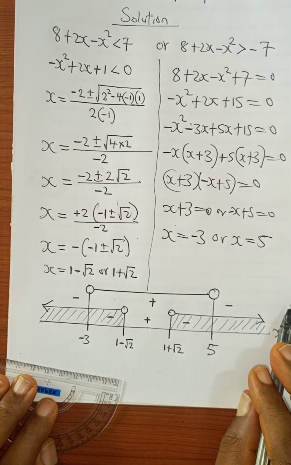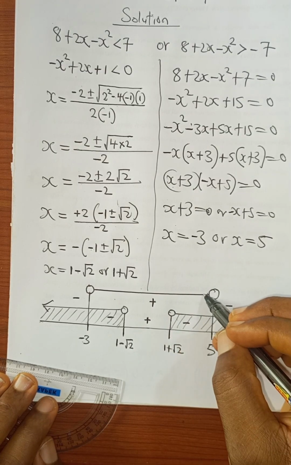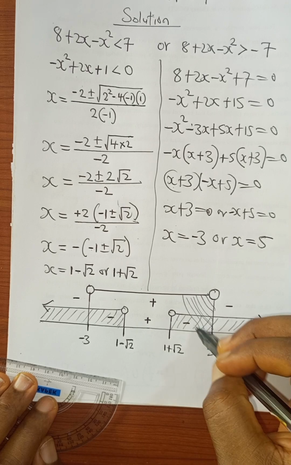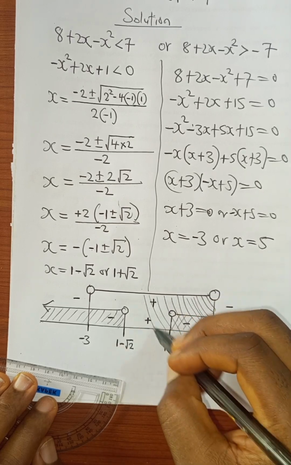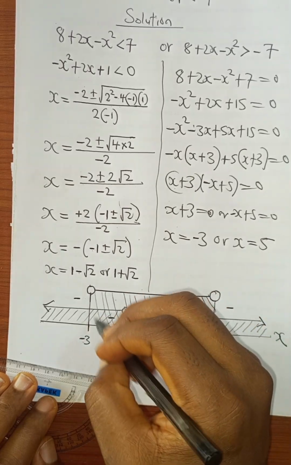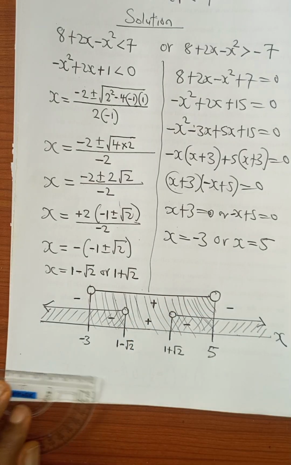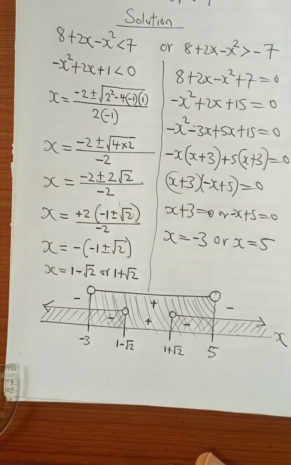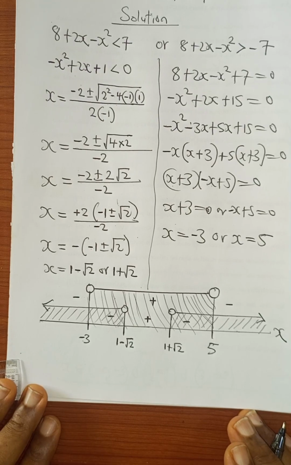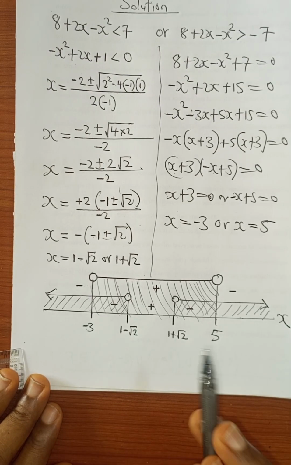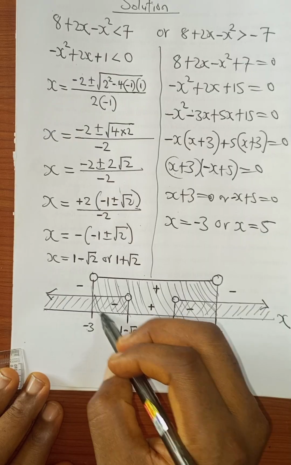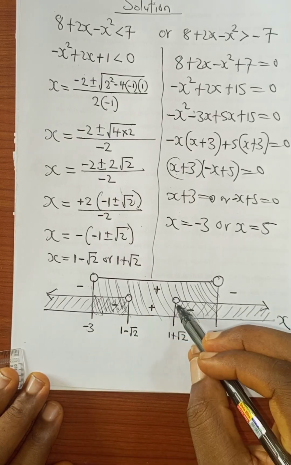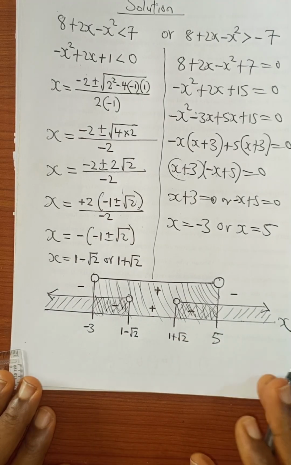So the question now is, how do you know the answer? Simple. Shade this region here again. How do you now know the answer for the inequality? The region that has double shading is what you will pick. Don't pick the region that does not have double shading. Only the region that has double shading. If you look at it, the region that has double shading is only this region, and this region. Others do not have double shading.